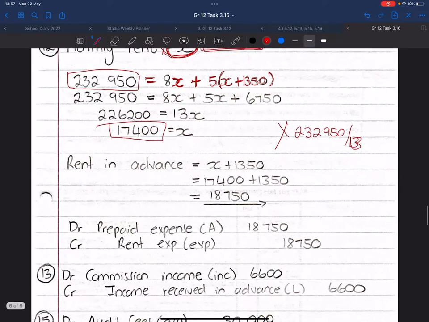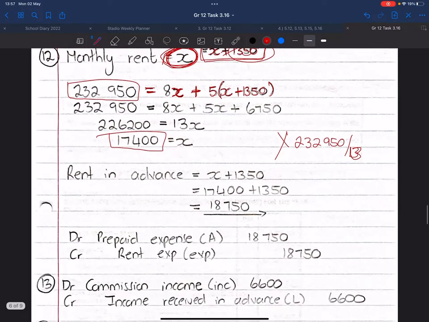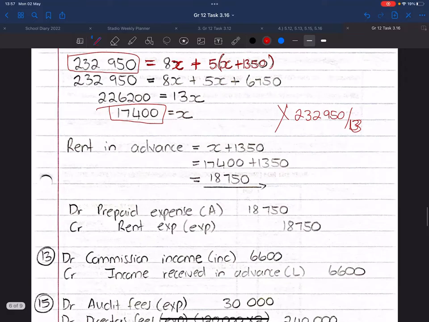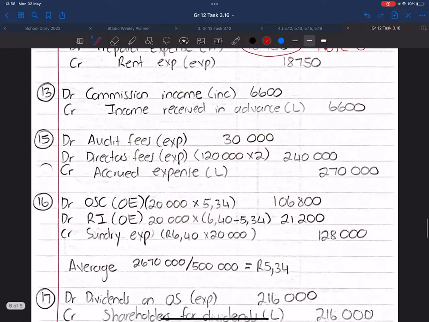But then you need to remember that the rent that was paid in advance includes that increase. So you can't just take 17,400. You need to take the monthly rent plus the increase, which is the 17,400 plus the 1,350, and you get 18,750. And that's your prepaid expense amount. So you debit prepaid expenses, which goes under note number 5, trade and other receivables, and you decrease your rent expense by 18,750.